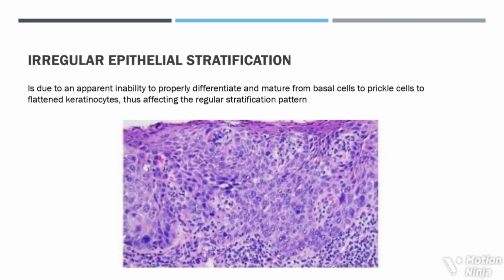The third feature of dysplasia is irregular epithelial stratification. This is due to the apparent inability to properly differentiate and mature from basal cells to prickle cells to flattened keratinocytes, thus affecting the regular stratification pattern of a cell.